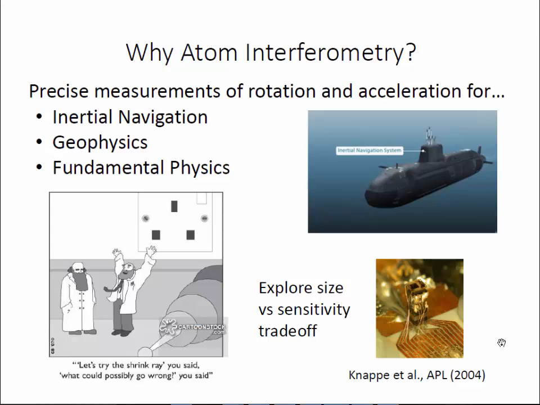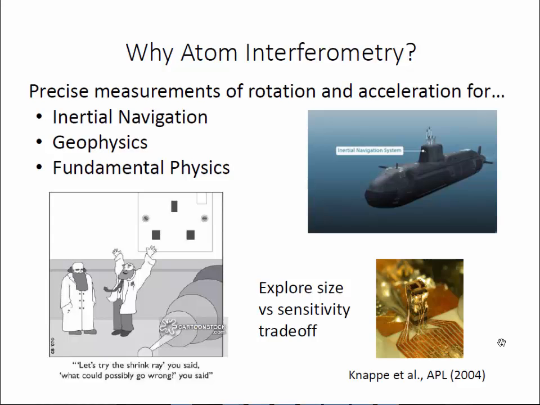But as these guys in this cartoon that I really love found out, sometimes when you point a shrink ray at things, things go wrong. And so you need to think carefully about what's going to happen when you shrink these systems down. And usually one of the things that goes wrong is that they become less sensitive as you reduce them in size. And so there's an intrinsic trade-off between size and sensitivity.